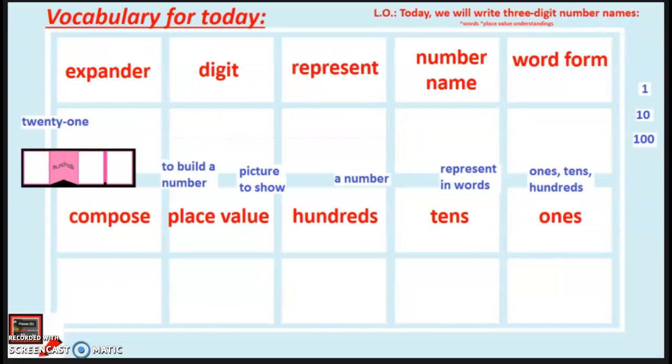As always, we have a vocabulary before we get into our learning, because we're writing those 3-digit number names. I want you to look at the words here: expander, digit, represent, number name, word form, compose, place value, hundreds, tens, ones. Match the blue words and the picture to the red word vocabulary. Pause this video, match them, discuss them, come back to me.